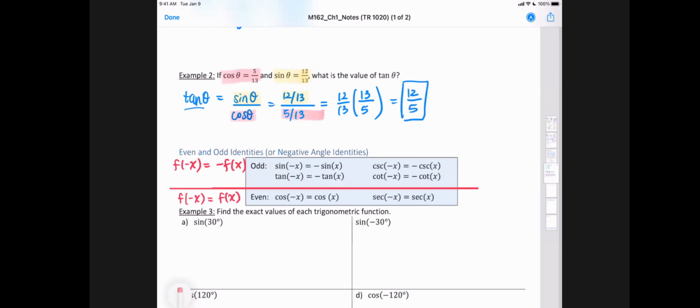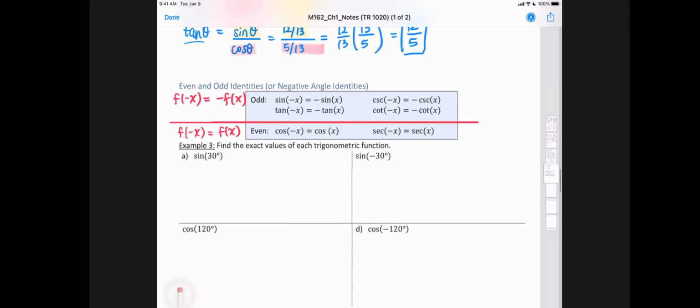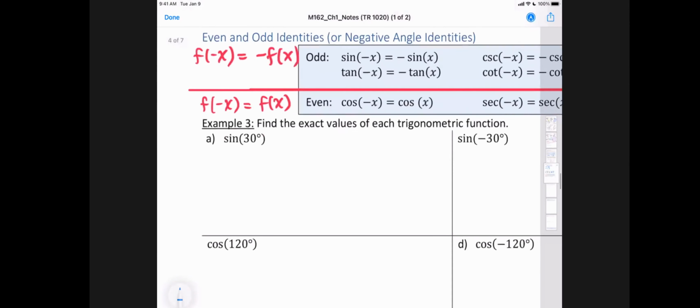All right, so let's try to practice how this works, why it works, specifically for specific angles here. I do want to change one of these example 3s. If you guys can, add a negative in front of the sine on part A.